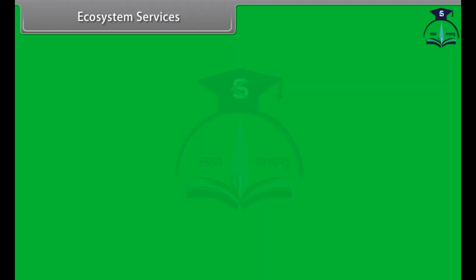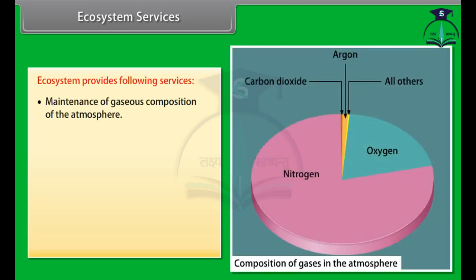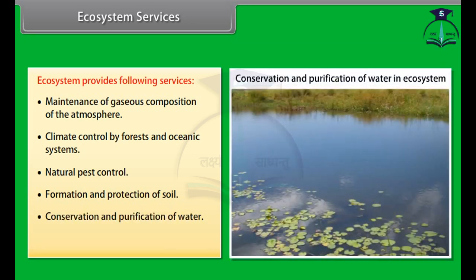membranes. Ecosystem services. Ecosystem provides the following services: maintenance of gaseous composition of the atmosphere, climate control by forests and oceanic systems, natural pest control, formation and protection of soil, conservation and purification of water, nutrient cycling, etc.